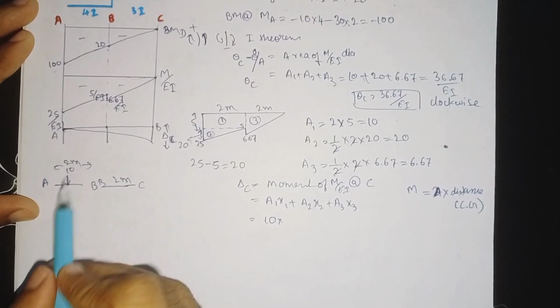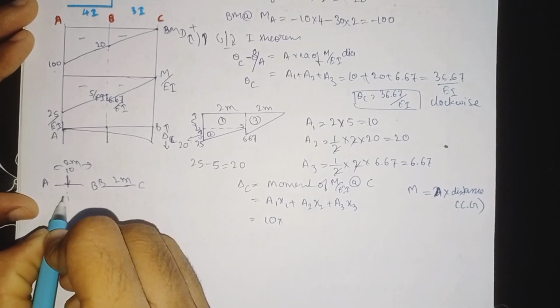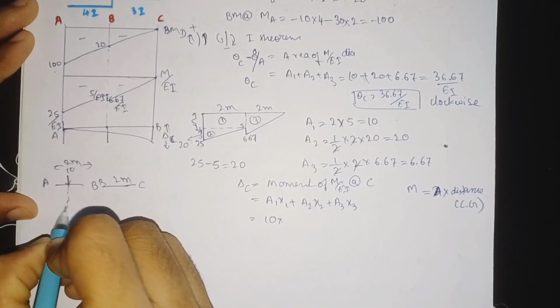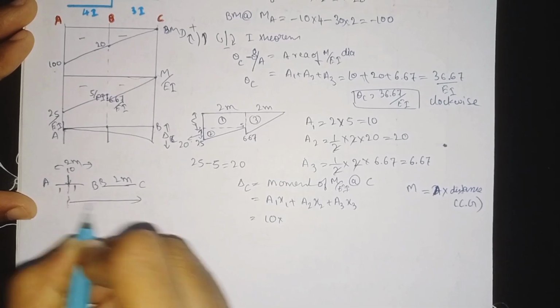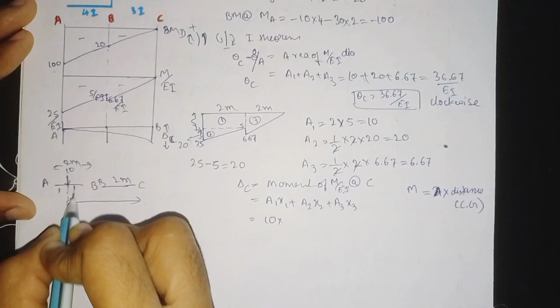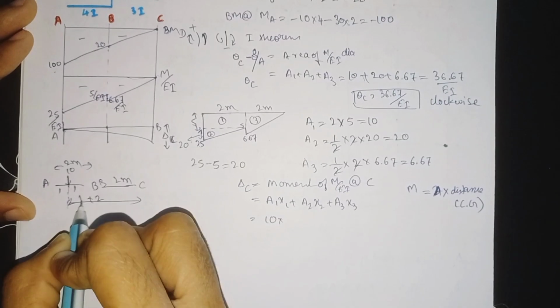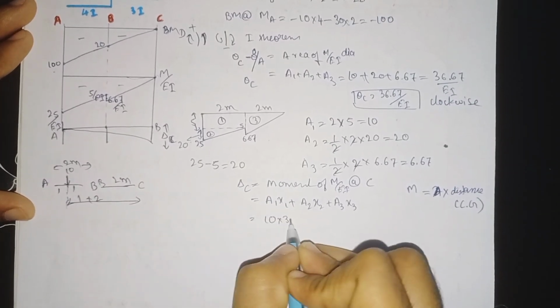Now we need to find the distance from CG. We need to find the center. Here also 1, so we need to find the distance from here to here. Here to here is 1 and here to here is 2. 1 plus 2 will be 3, so our x1 will be 3.